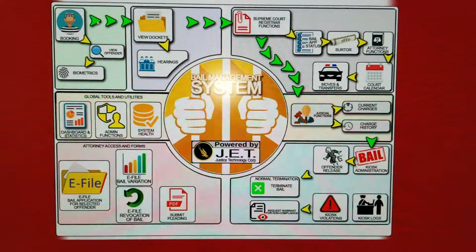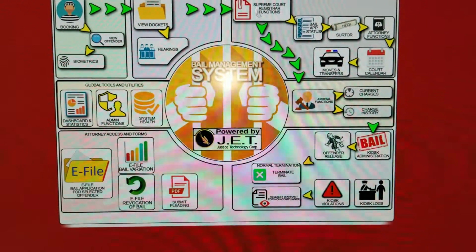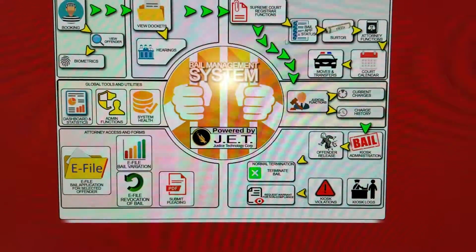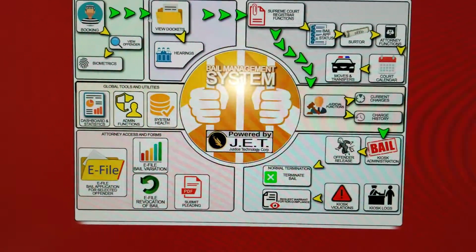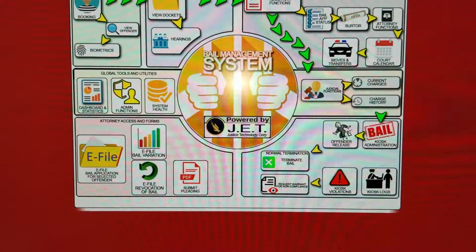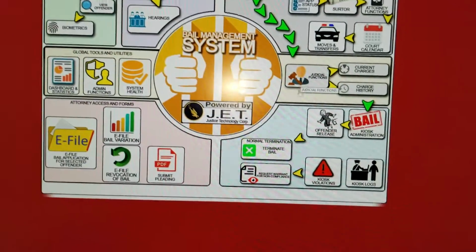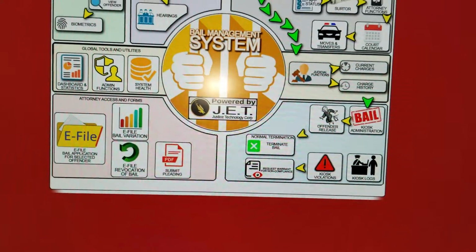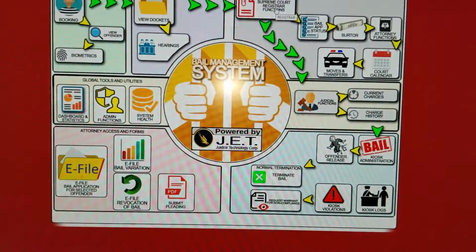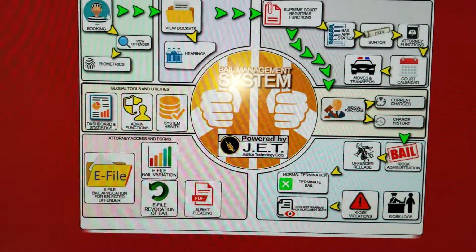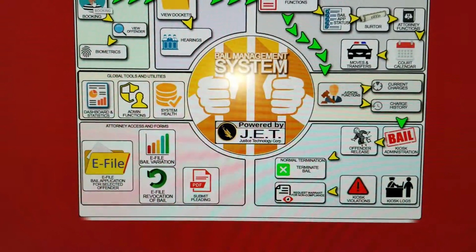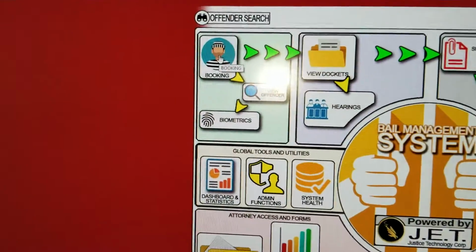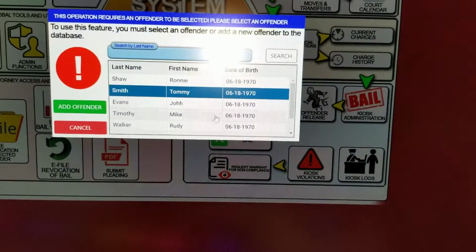So the way this works is you've got all these different functions, and not all of these functions need to have an offender selected. You can do the judicial functions, and you can also do your registrar functions without having a particular inmate or offender selected. However, if you come into an area that requires an inmate to be selected, such as if I want to do a new booking, it's going to make me select an inmate from the list.